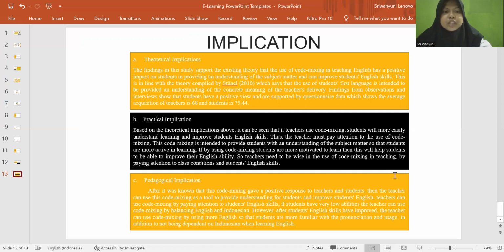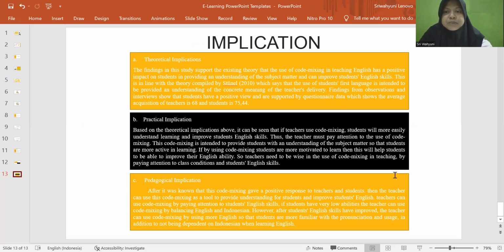Findings from observations and interviews show that students have a positive view and are supported by questionnaire data which shows that the average score of the teachers is 68 and students is 75.44. And for practical implication, based on the theoretical implications above, it can be seen that if the teachers use code mixing, students will more easily understand learning and improve students' English skill.